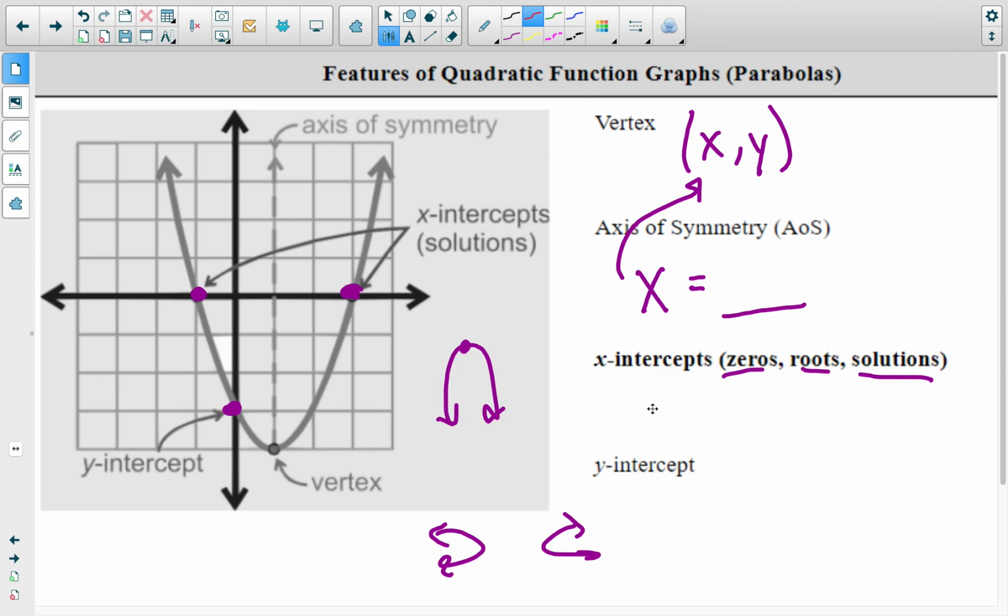Okay. So remember that no matter what, whenever you're finding an intercept, no matter what kind of function it is, just plug in 0 for the opposite variable. So if you want to find your x-intercepts, you're going to plug in 0 for y. And if you want to find your y-intercept, you're going to plug in 0 for x. Okay.